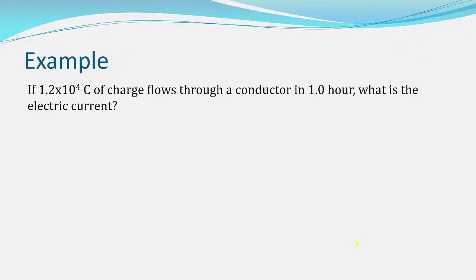So let's get some questions done. Let's start with something really simple. You know that the current is equal to the amount of charge moving through the circuit divided by the time in seconds. See if you can answer this question. If 1.2 times 10 to the 4 coulombs of charge flows through a conductor in 1 hour, what is the electric current? So pause it now, have a go, and I'll see you on the other side.